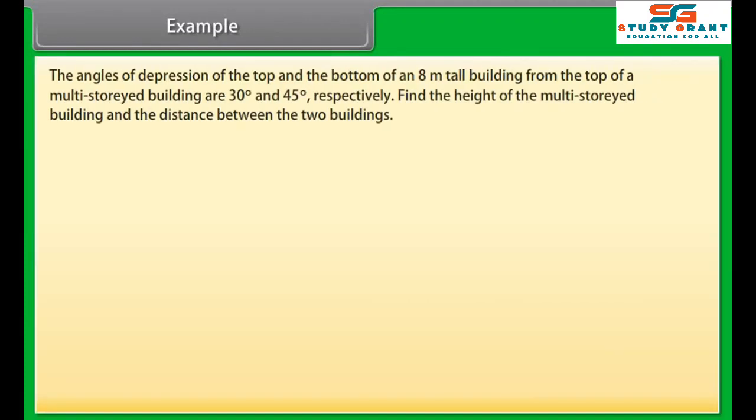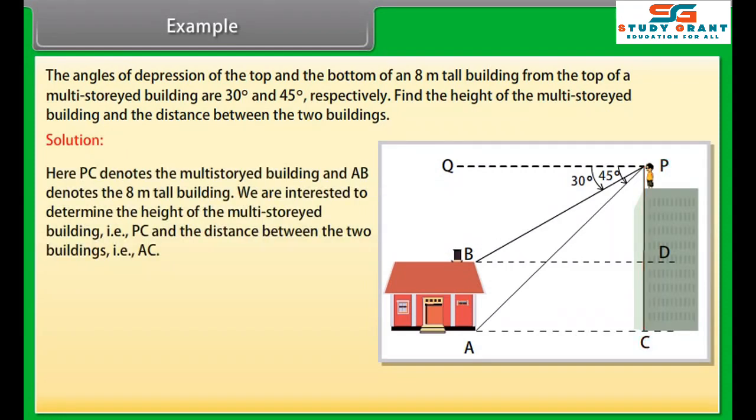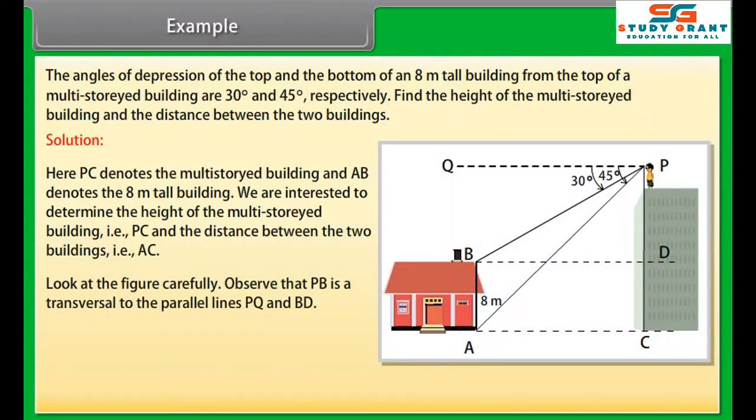Example. The angles of depression of the top and the bottom of an 8-meter tall building from the top of a multi-storied building are 30 degree and 45 degree respectively. Find the height of the multi-storied building and the distance between the two buildings. Solution. Here PC denotes the multi-storied building and AB denotes the 8-meter tall building. We are interested to determine the height of the multi-storied building, that is PC, and the distance between the two buildings, that is AC. Look at the figure carefully.